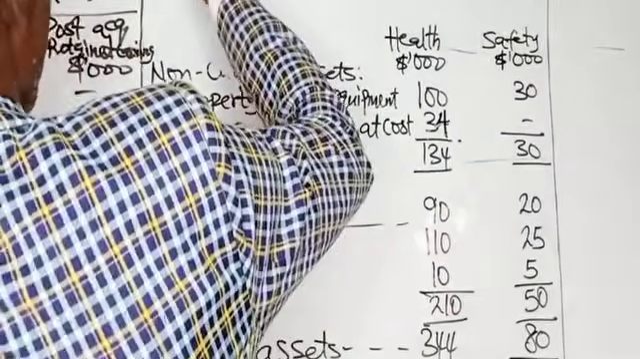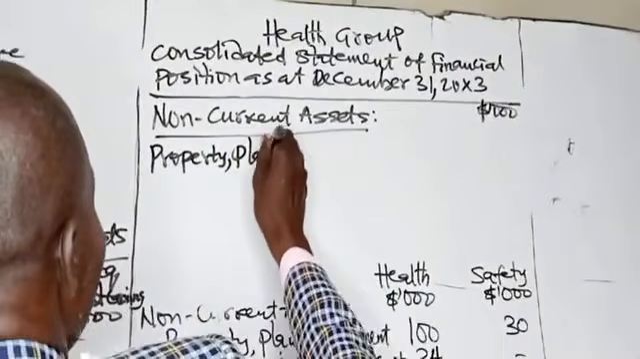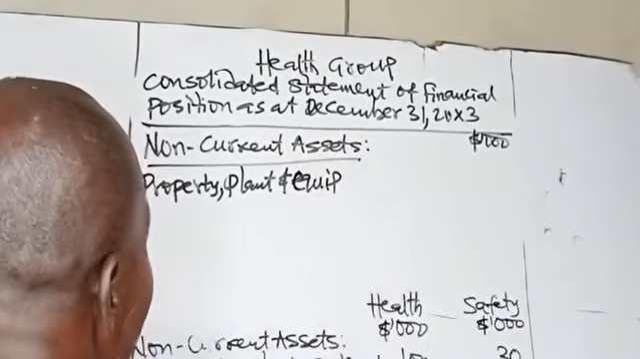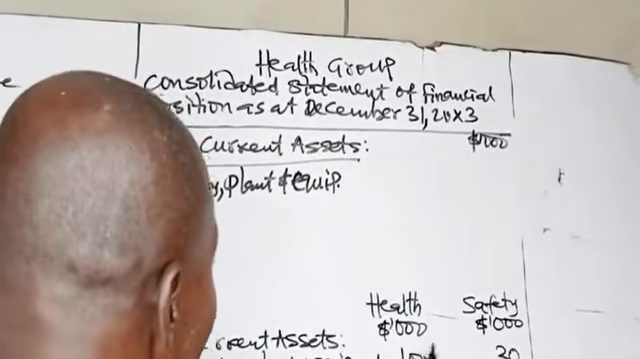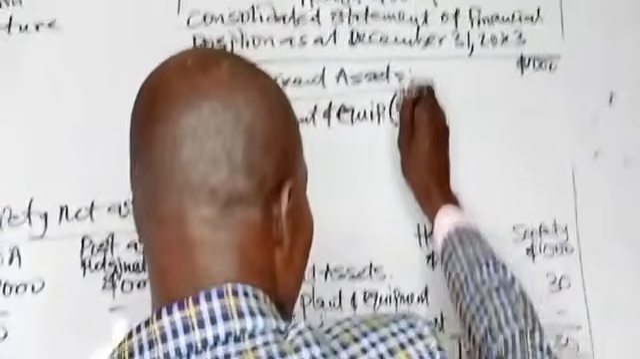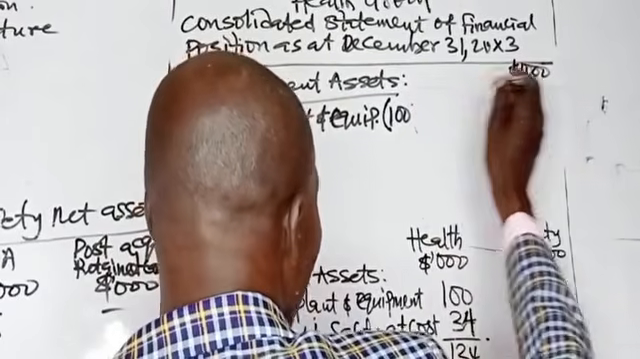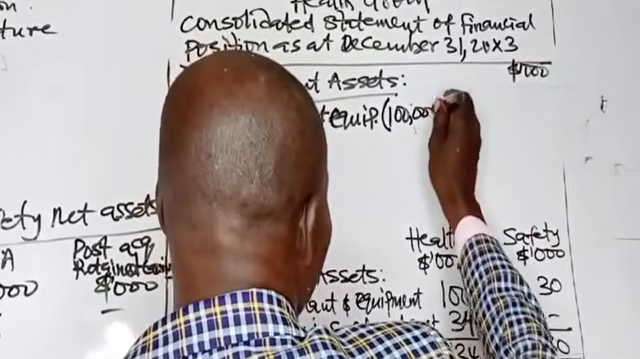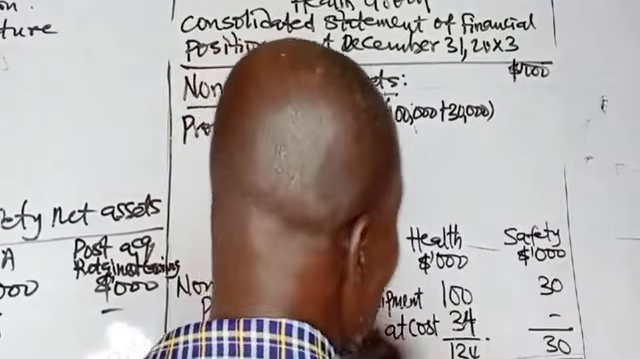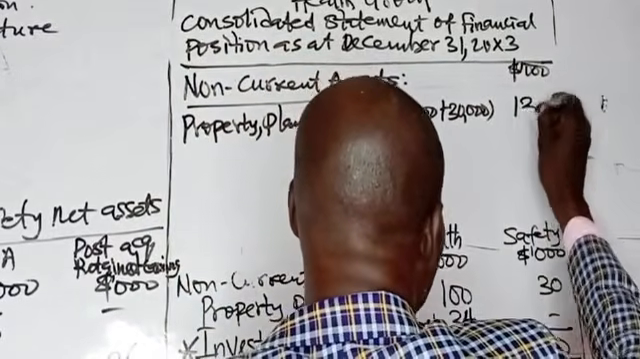So we have property, plant, and equipment. For Health, we have 100. For Safety, we have 30. We don't have any information about transfer of PPE or the fair value of property. So we don't have additional information on property, plant, and equipment. So just add it. So you have 130.